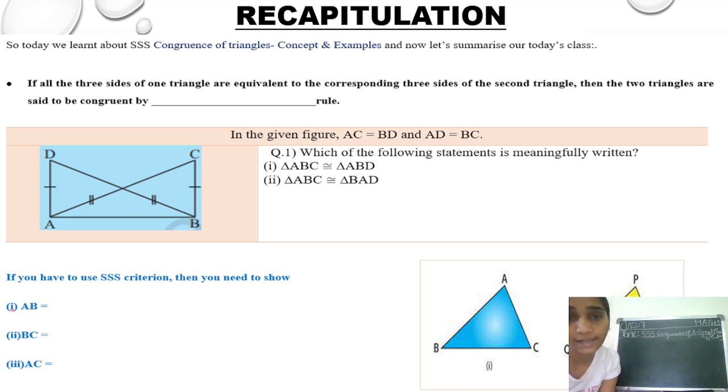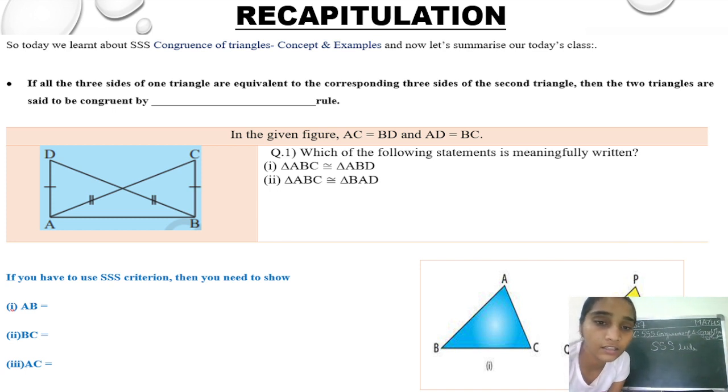And now let's summarize today's class. If all three sides of one triangle are equal to the corresponding three sides of a second triangle, then the two triangles are said to be congruent by which rule, students? Very good. SSS rule.